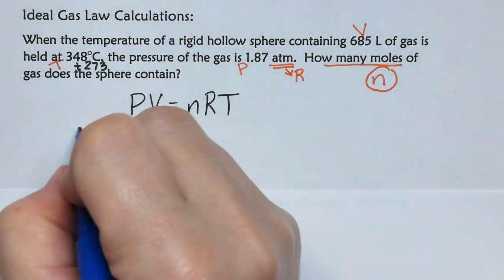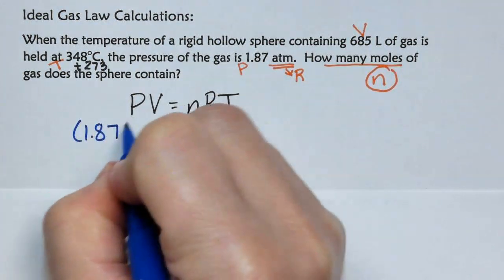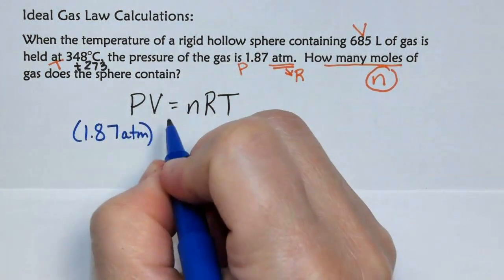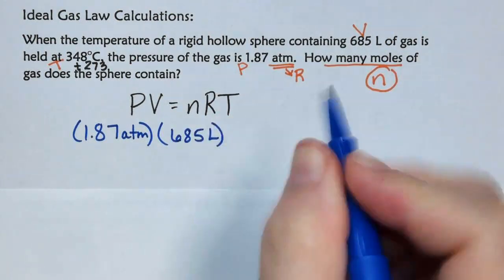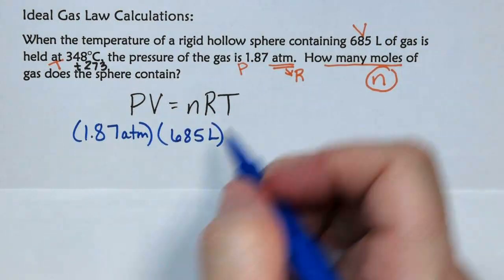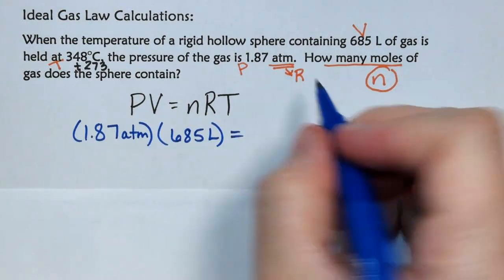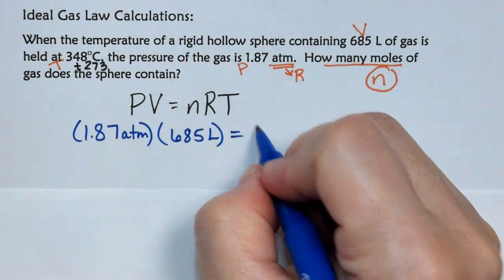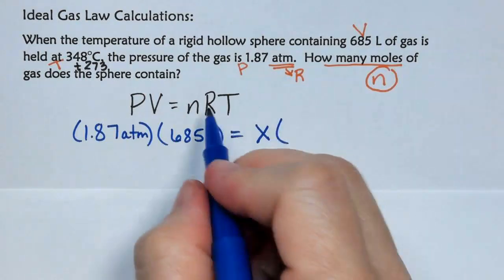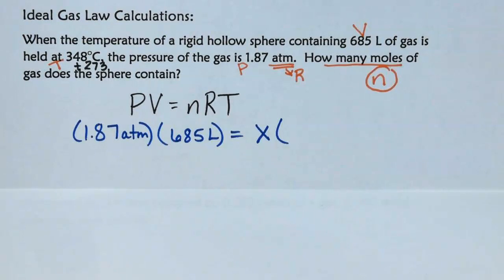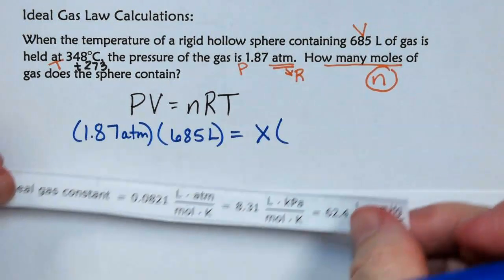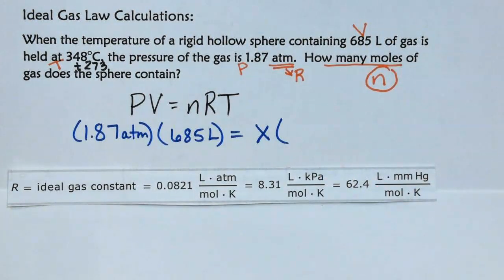The pressure is 1.87 atmospheres. The volume is 685 liters. It must be in liters, so we don't have to make a change there. We are looking for n, how many moles? So that's my x. Now, R has to have this unit here, and so we're going to go look at our reference chart and look for the R value, and the R we're going to use is with atm, which is going to be 0.0821.